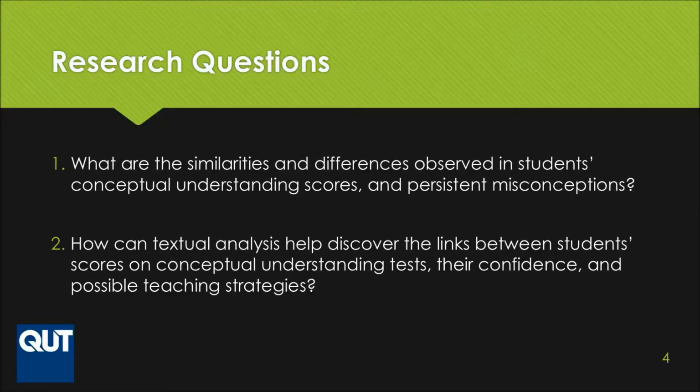The 2 research questions we're investigating here are initially, what are the similarities and differences observed in students' conceptual understanding scores and those persistent misconceptions? And then secondly, looking at the text analysis, how can we use text analysis to help discover the link between students' scores on conceptual understanding tests, their confidence, and possible teaching strategies as well?